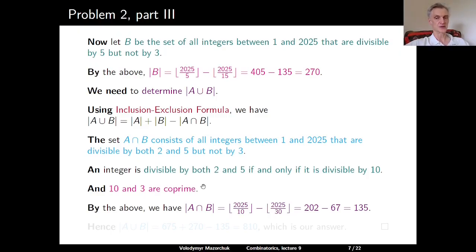It gives us 135. And now we can plug in everything in our inclusion-exclusion formula and get that the cardinality of the union of A and B equals 675 plus 270 minus 135, and this is equal to 810, and this is the answer to our problem.